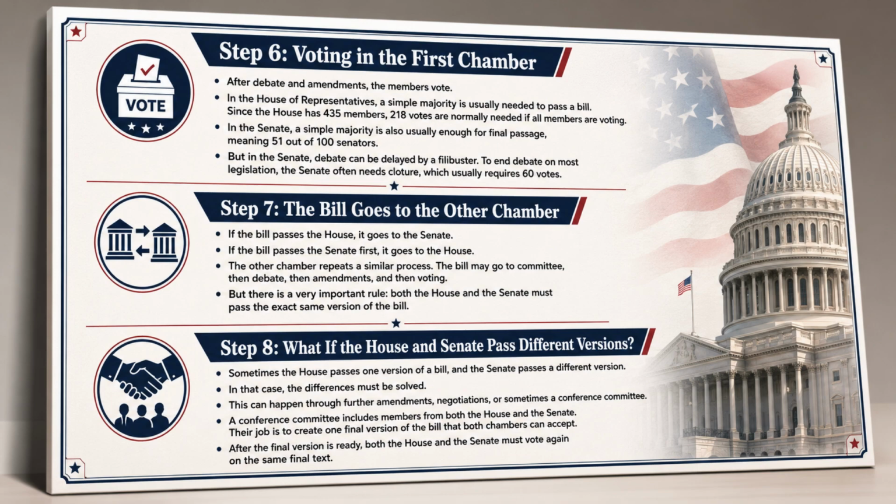A conference committee includes members from both the House and the Senate. Their job is to create one final version of the bill that both chambers can accept. After the final version is ready, both the House and the Senate must vote again on the same final text.